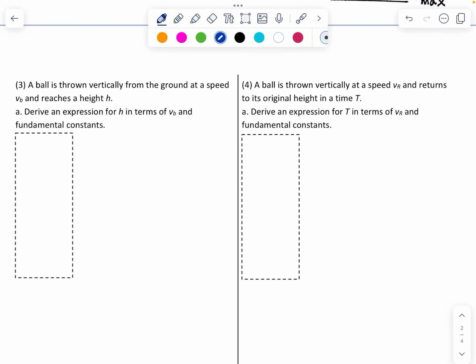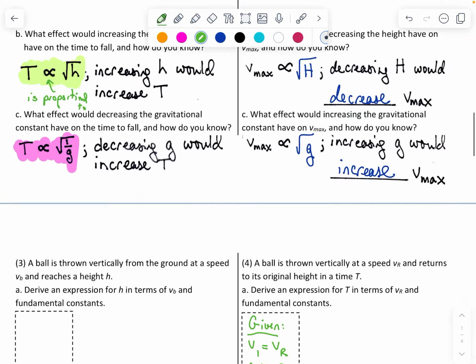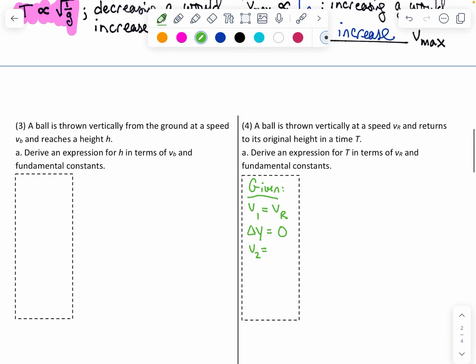Okay, number 4. A ball is thrown vertically at a speed v sub i and returns to its original height in a time t. Okay, so v sub i is my initial velocity, and it returns to its original height in a time t. So it returns to its original height, so delta y is 0. And the v final, or v2, did I use i or f? Okay, we'll use i and f.